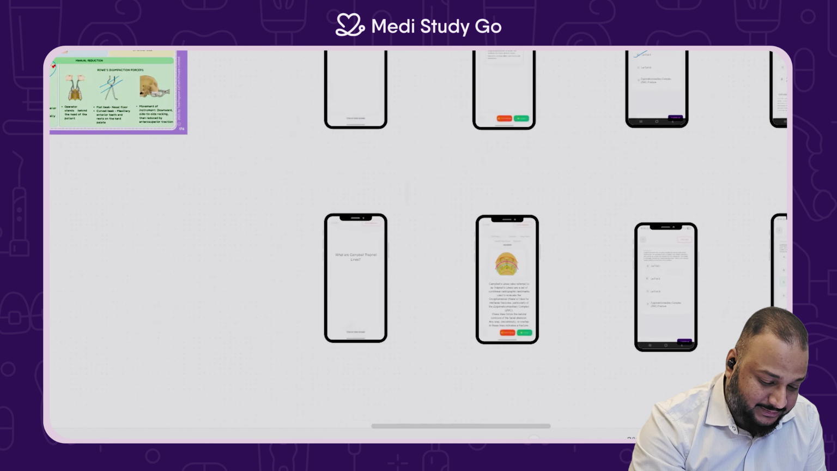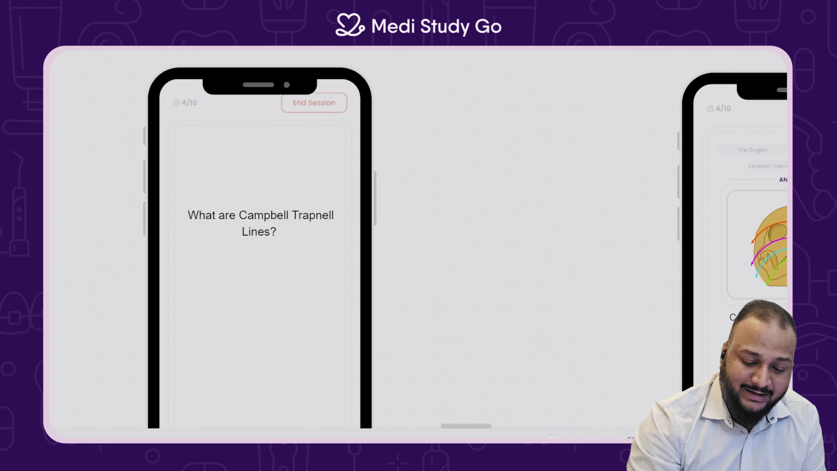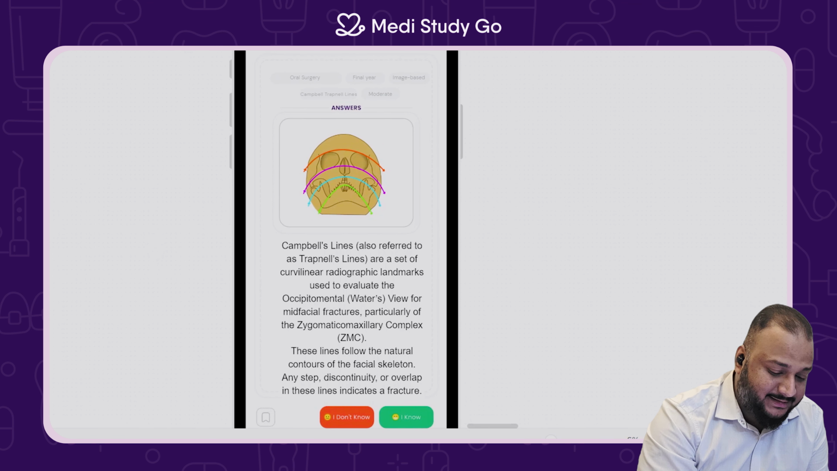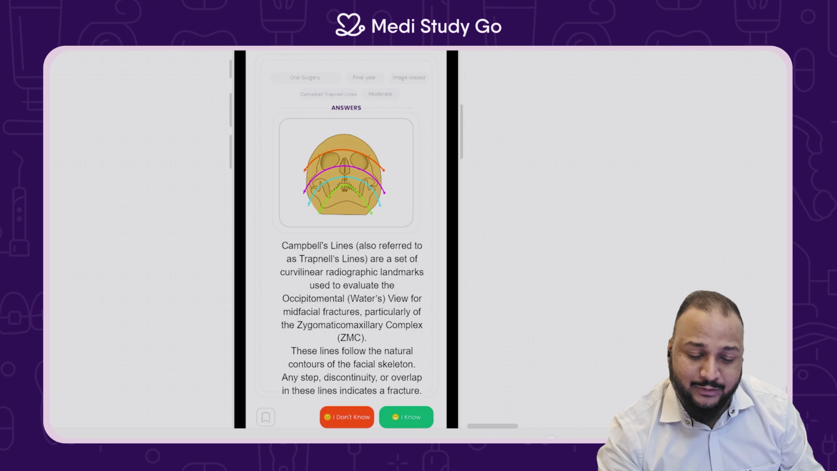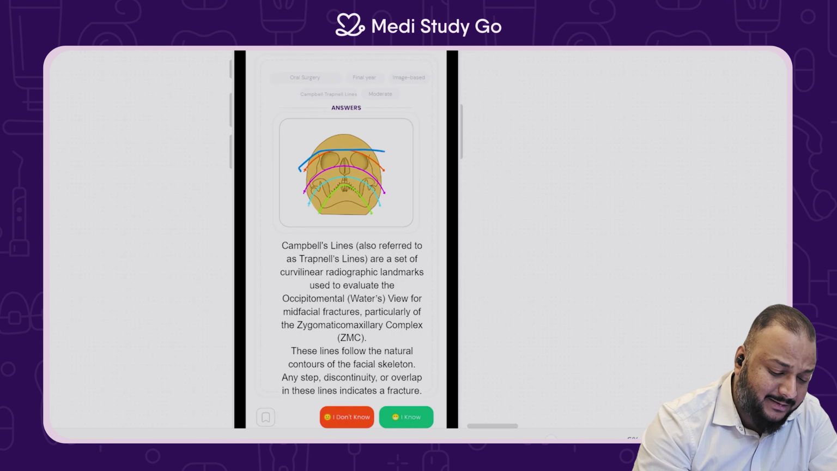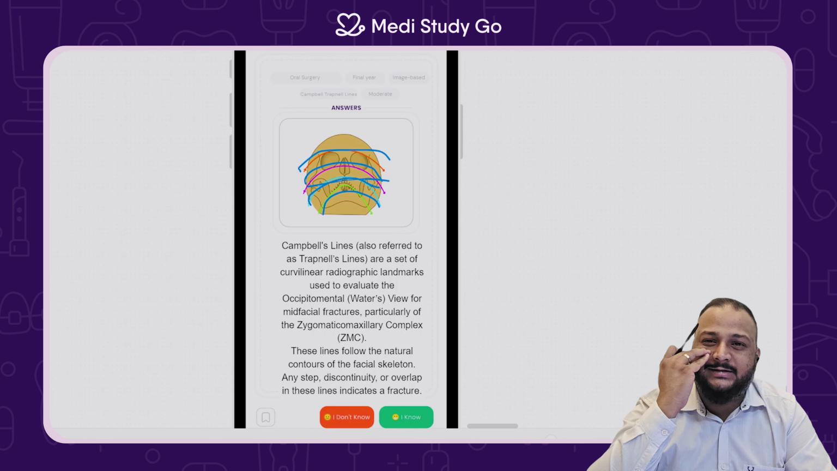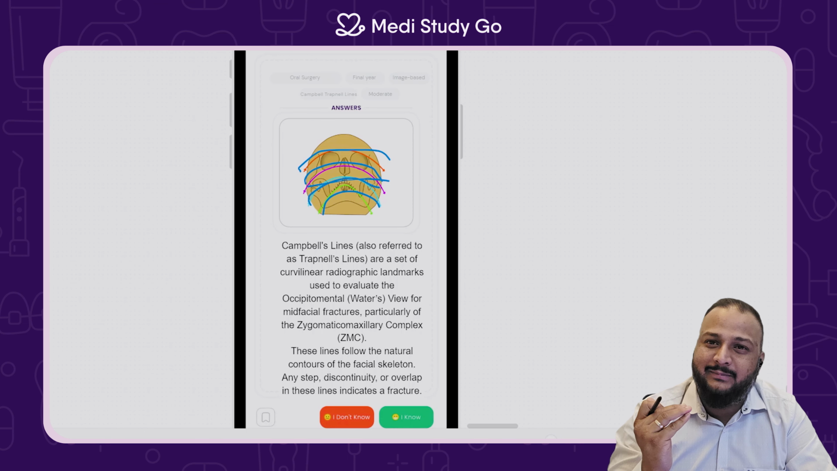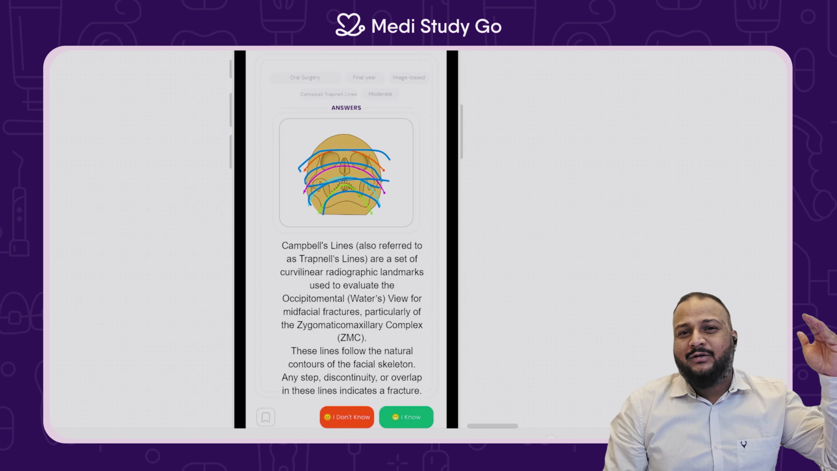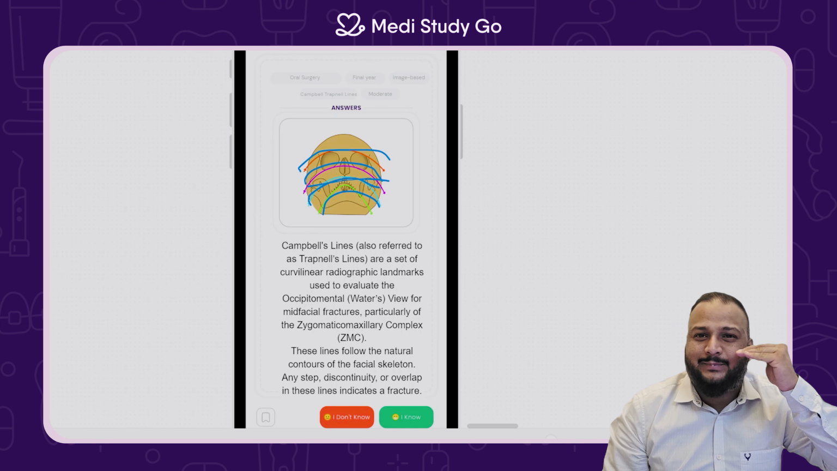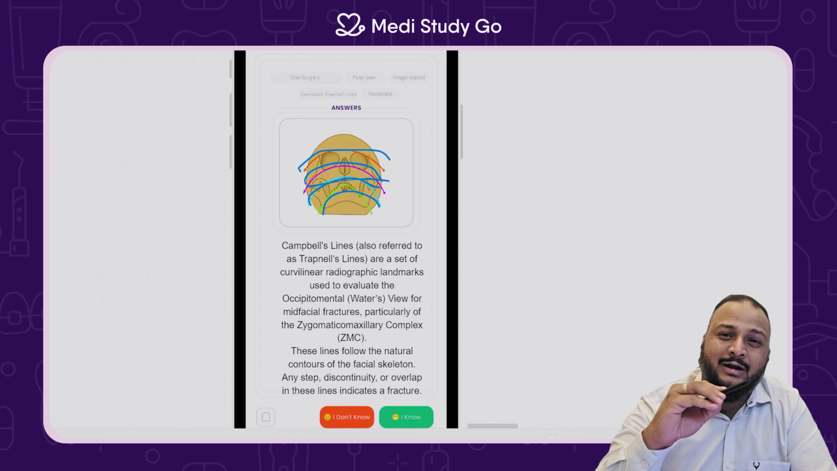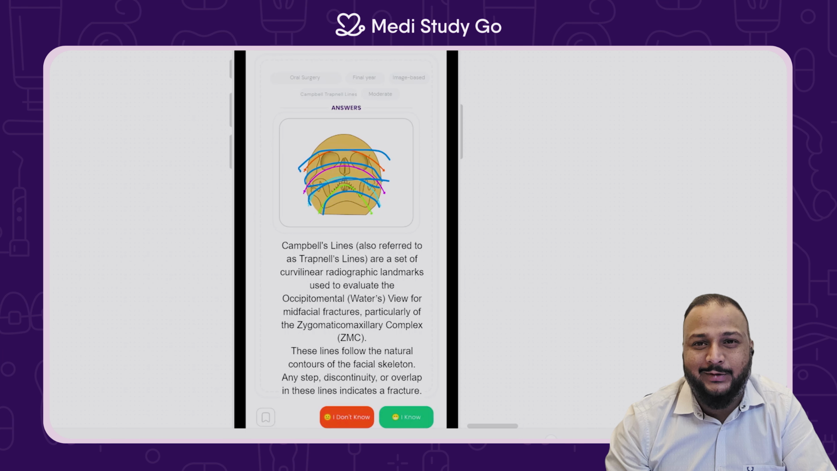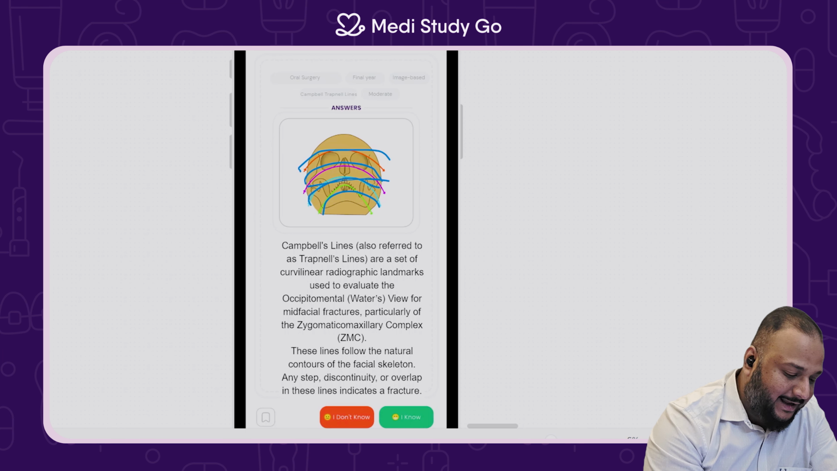And now, of course, the next question: what are Campbell-Trapnell lines? Campbell-Trapnell lines are basically drawn on a submentovertex 30-degree view or a Waters view, where these lines run parallel to various structures which depict the upper midface, upper central midface, lower midface, and the mandible and the occlusal plane. Each of the lines represents a certain aspect of the transverse aspect of the face, and when fractured, these lines will no longer be tangentially parallel to each other. So this is one of the diagnostic modalities.